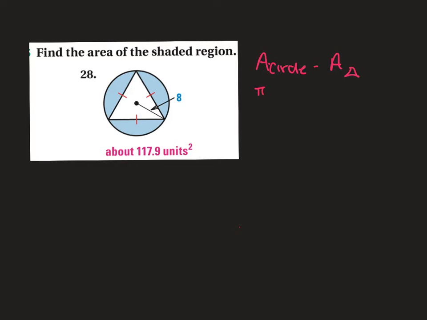Pi r squared. Michaela, this is the one you asked for, right? So 8 is my radius. This would be pi times 8 squared, or 64 pi. That's the circle. And then I've got my equilateral triangle on the inside.